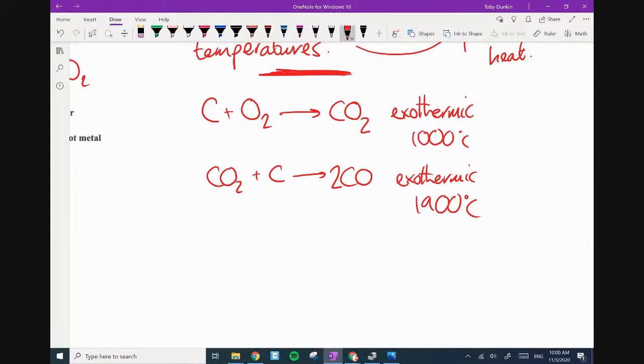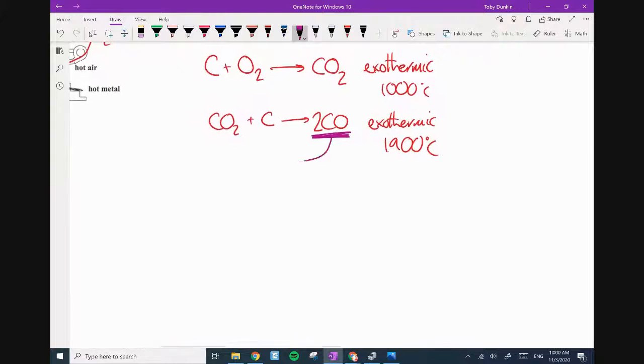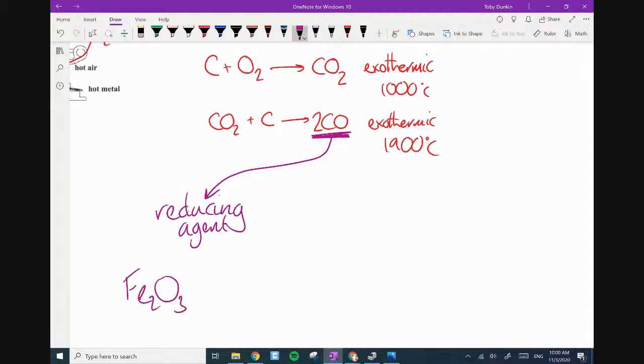And the great thing is this, the output of this is carbon monoxide. And that carbon monoxide is my reducing agent. Yeah, it is the reducing agent. This is going to steal the oxygen from the iron. So the Fe2O3 now reacts with carbon monoxide to form carbon dioxide and iron.